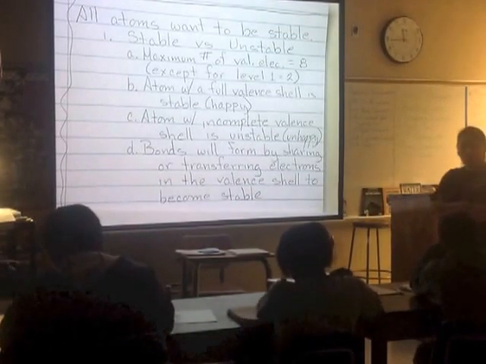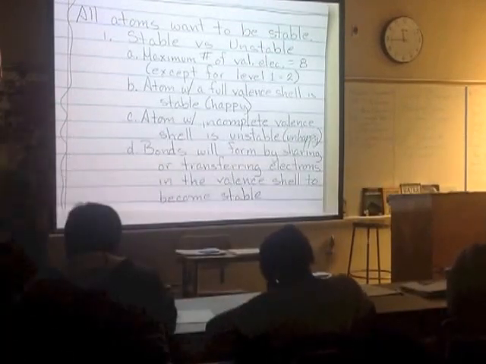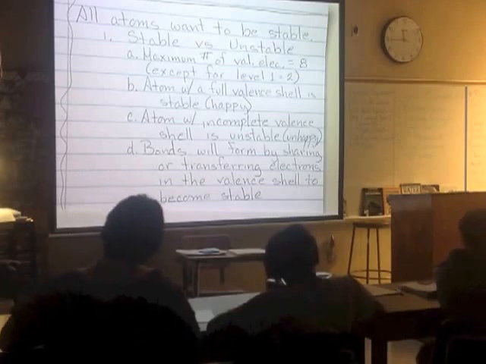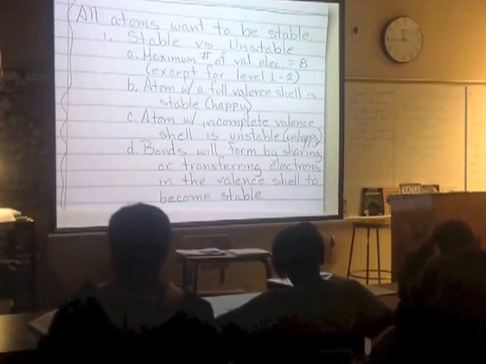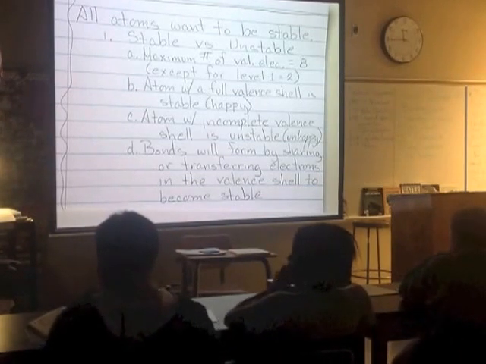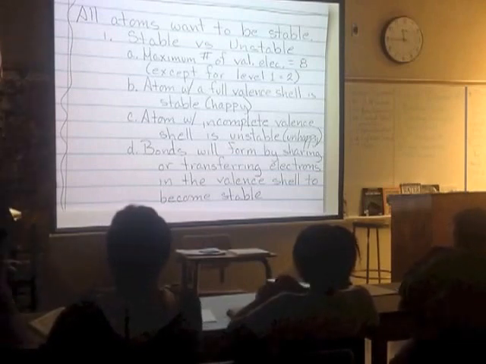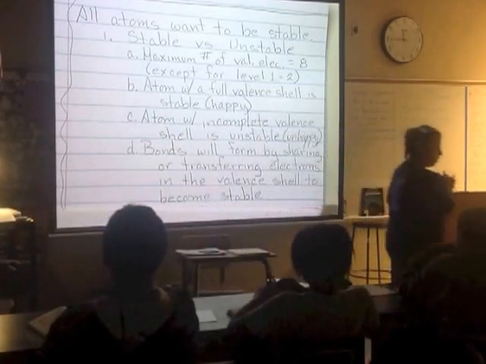All right, Giselle, could you share your generalization with us, please? An element needs to have 8 valence electrons to be stable. Is that a good general statement about our notes? Yes? All right, Vanessa, could you read us yours, please?